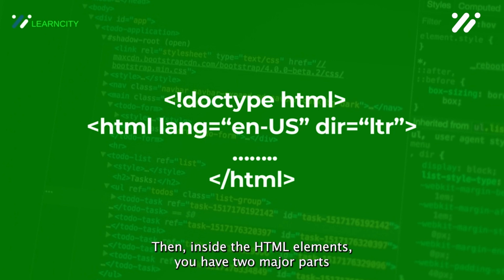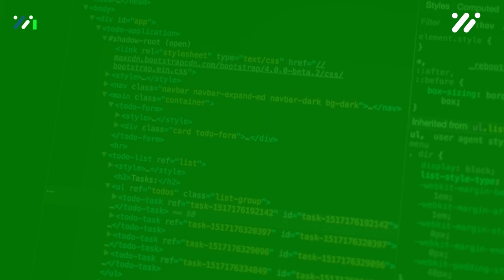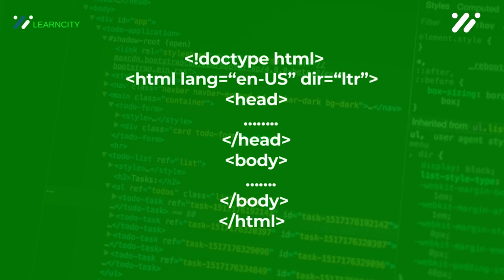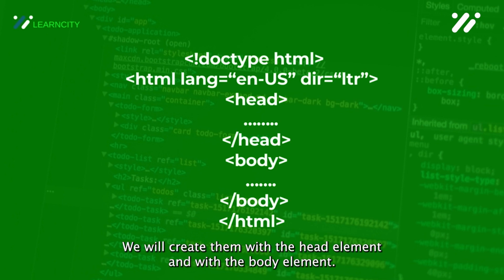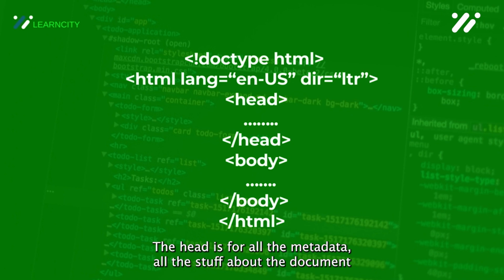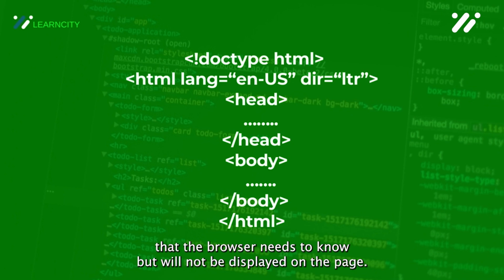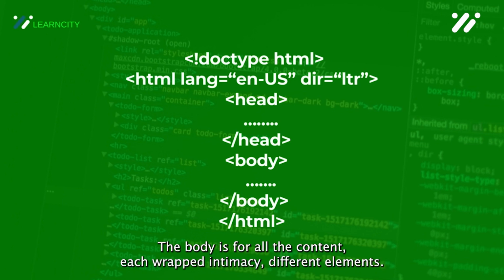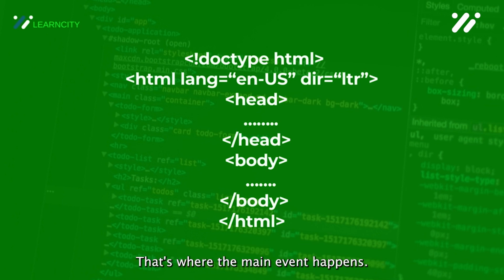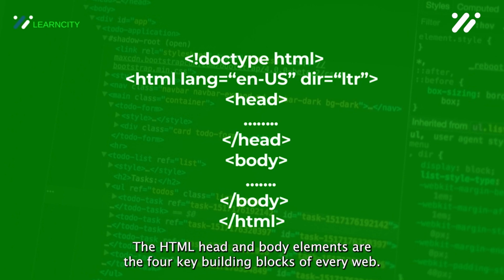Then, inside the HTML element, you have two major parts where everything goes: the head and the body. We will create them with the head element and with the body element. The head is for all the metadata, all the stuff about the document that the browser needs to know, but will not be displayed on the page. The body is for all the content, each wrapped in many different elements. That's where the main event happens. The doctype declaration, the HTML, head, and body elements are the four key building blocks of every web page.